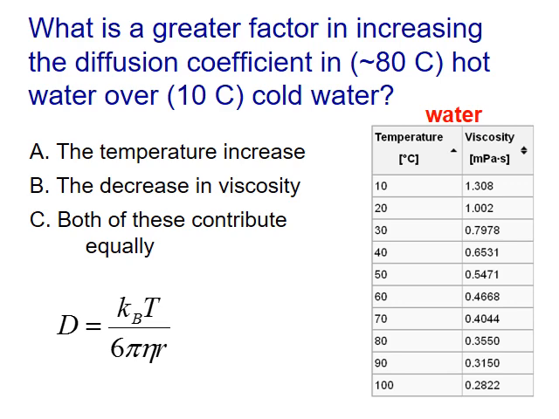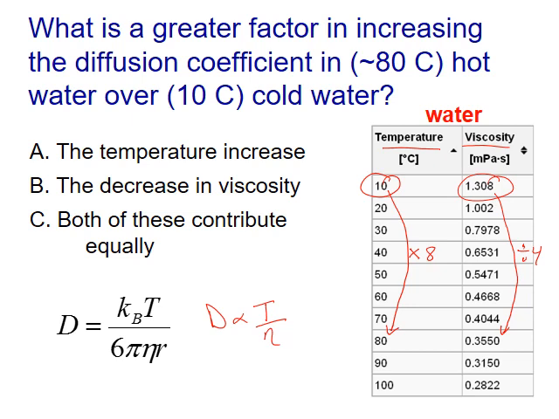So then we ask this question again. Try to answer this yourself. I'll answer it here. Many students get this wrong on the first try, so I'll show you the wrong way and then I'll fix it for you. What is a greater factor in increasing the diffusion coefficient in 80 degrees centigrade hot water over 10 degrees centigrade cold water? So we can see that the diffusion constant is proportional to the temperature divided by the viscosity. So both of those things are going to change. The question is which one changes more. Changing the temperature from 10 to 80 is increasing the temperature by a factor of 8, while the viscosity is decreasing by about a factor of 4, it looks like. So it seems like the temperature increase would be the greater factor.